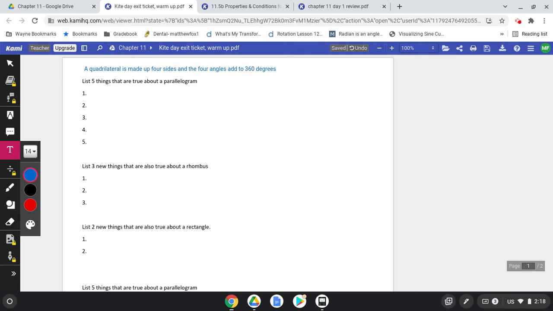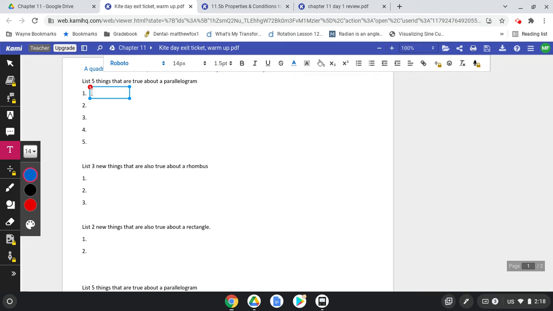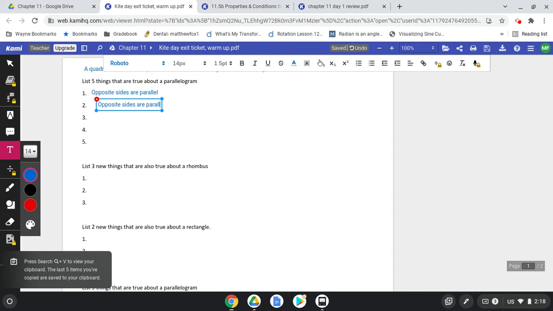Then within the quadrilateral, some of them are parallelograms. And the parallelograms have 5 different rules. The first one is the most obvious. It's part of the name itself. On a parallelogram, opposite sides are parallel. And not only are opposite sides parallel, opposite sides are also going to be congruent.